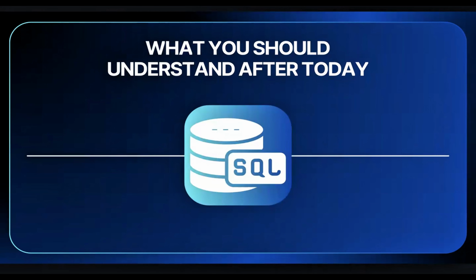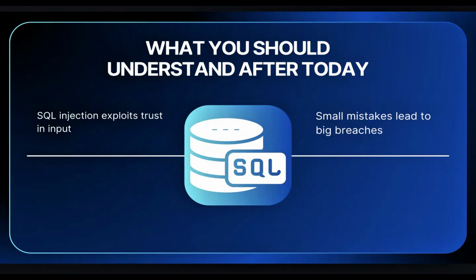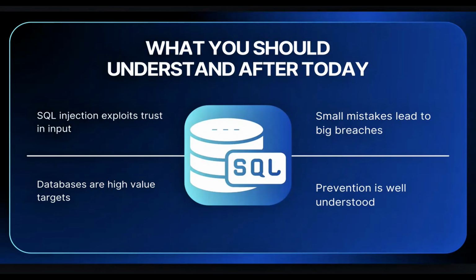What have we learned in this lesson? This lesson has explained why SQL injection is very dangerous. We've seen that SQL injection exploits trust in user inputs. We've seen the small mistakes that can lead to major breaches. We've seen that databases are high-value targets. And we've considered some prevention methods, which I believe are well understood by now.